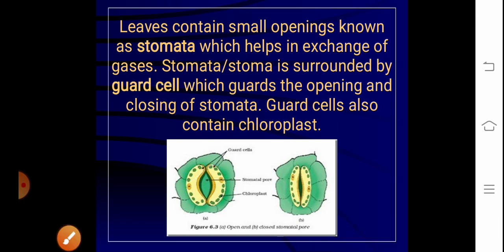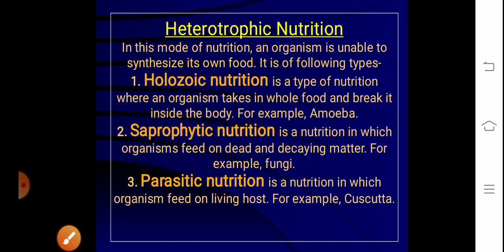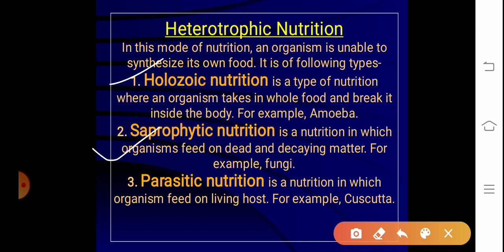Okay? So next we have learnt about the second mode of nutrition, that is the heterotrophic mode of nutrition, right? Under heterotrophic mode of nutrition, I have taught you the three modes, that is three types of nutrition. The first one is the holozoic mode, then the saprophytic mode, and the parasitic mode of nutrition. So then, what is the holozoic mode of nutrition? Very simple. It is the organisms where they take in the complex substances as their food.